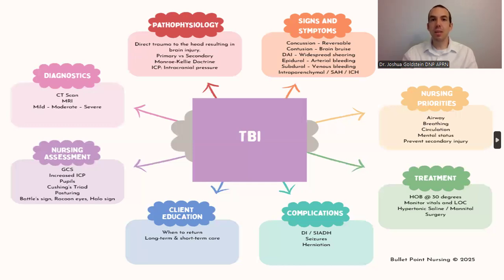Seizures can be one of the most common complications of a TBI, where patients develop seizures. And finally, herniation would be the most concerning complication of a TBI, where the patient's brain actually herniates out of the cranial vault. Hopefully that covered what you need to know for your RN Medsurg course.